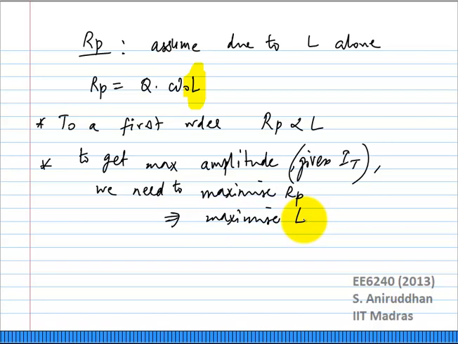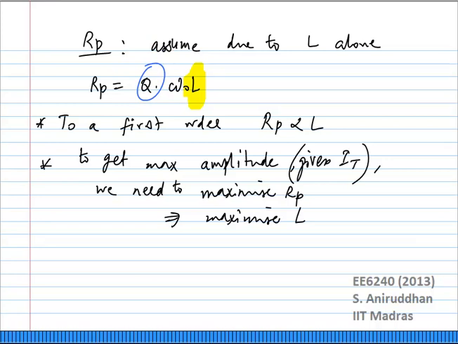Let us assume that is not fixed. If the outer diameter is fixed, obviously the variation you see in Q may be a lot more. If the outer diameter is fixed, the variation in Q you may see will still be a lot more. However, the variation in Q times L will still be dominated by L. So to first order, we will assume this. So we need to maximize the inductance value.